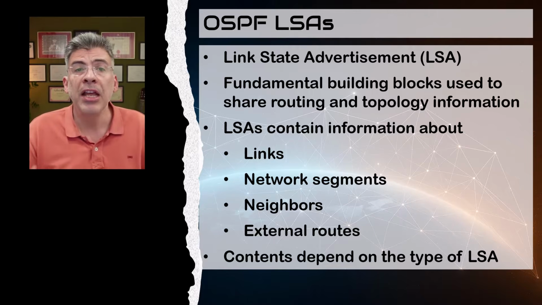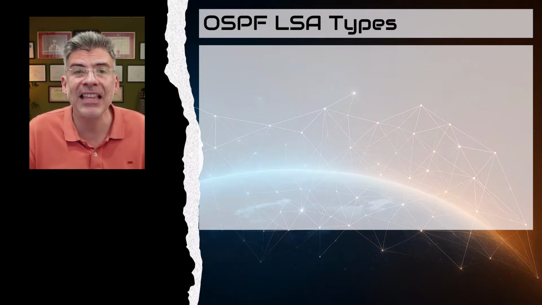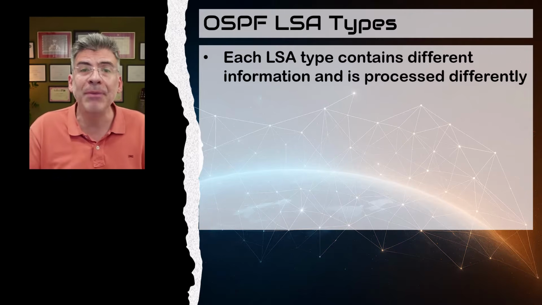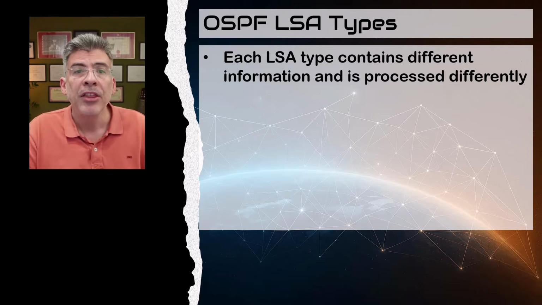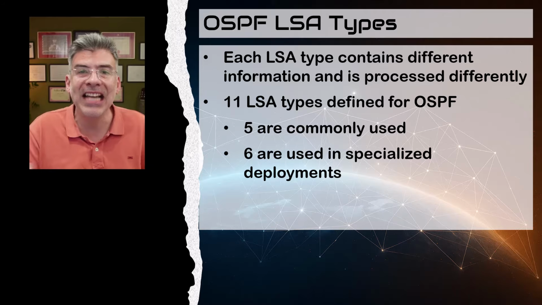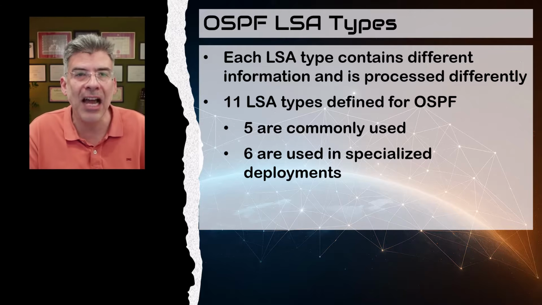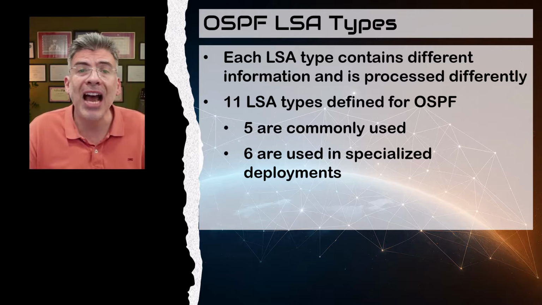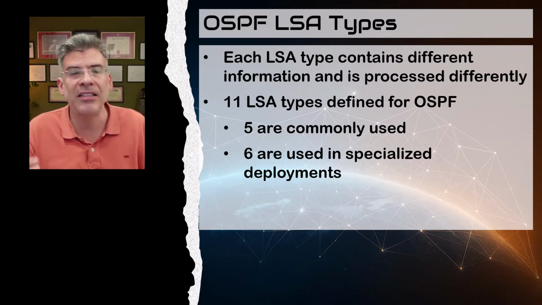Now, there are various types of LSA that are used depending upon which devices share them and what their roles are in the context of OSPF. Each LSA type contains different information and is processed differently. There are currently 11 LSA types defined, but of those 11, there are 5 that are considered the core LSA types, which are the most commonly used, while the other 6 are used either rarely or in specialized deployments.